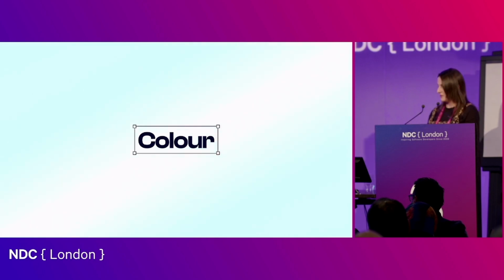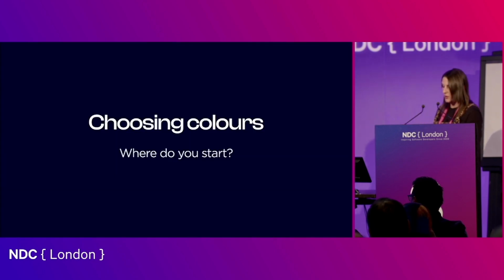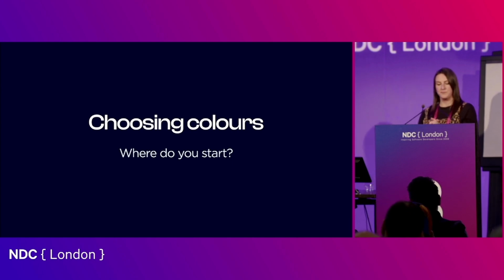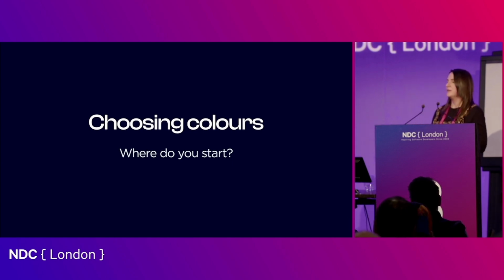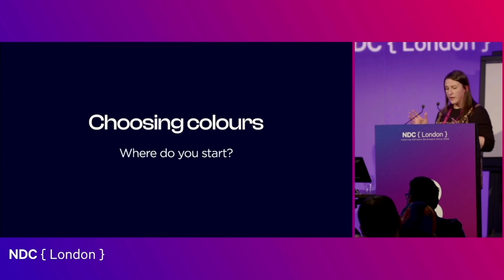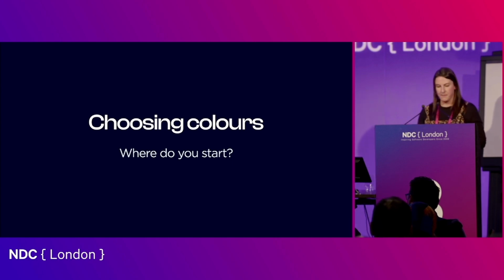So enough about type. We can talk about color now. What I would like to cover today on color is how to create a color palette. Again, you might be in this position where you've got to start a project from scratch and you need to choose some colors. Or you might have some existing ones that you can work from. But if you're starting from scratch, where the hell do you start with it?